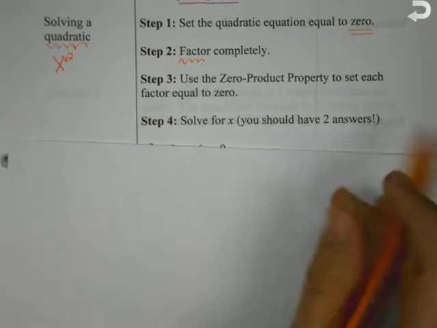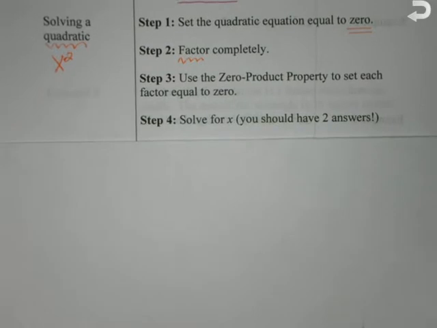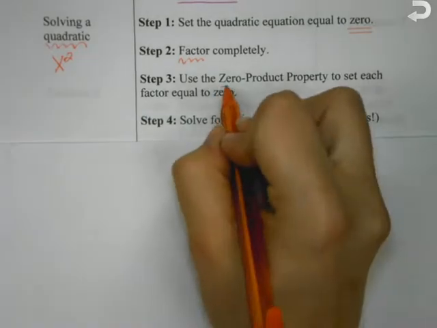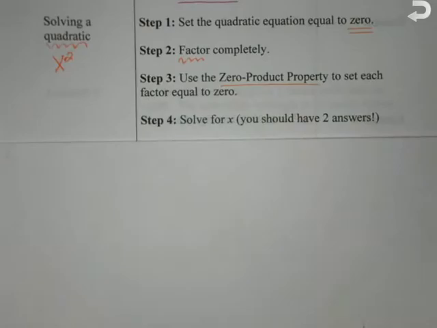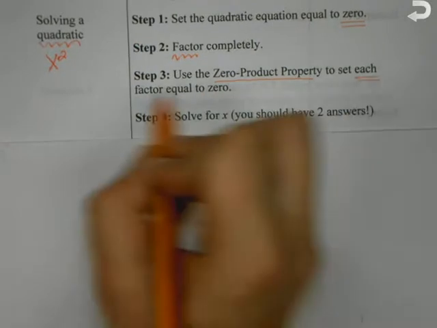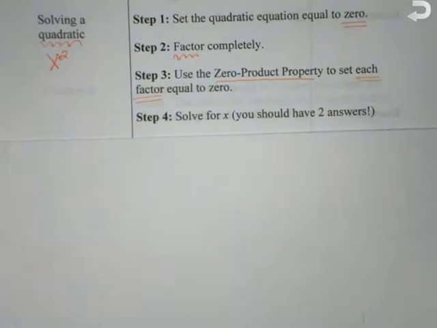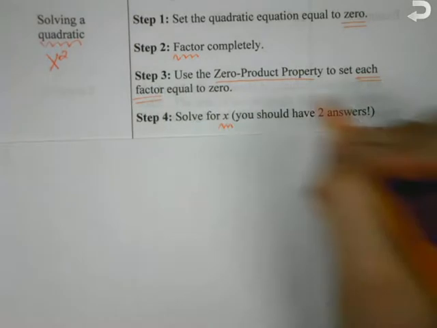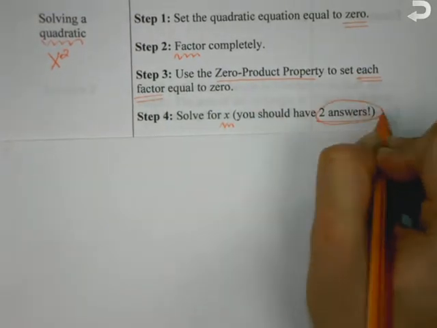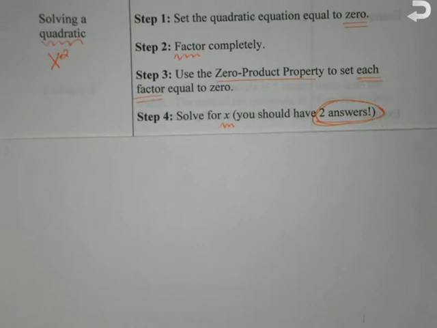So after we're completely factored, we have the whole thing broken down in as many factors as possible. We can use the zero product property to set each one, so every factor has to be equal to 0. Because we don't know which one is going to end up being 0, so we have to look at all situations. And then you solve for x. We should have 2 answers, at most 2 answers.